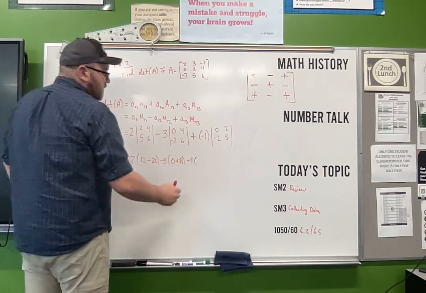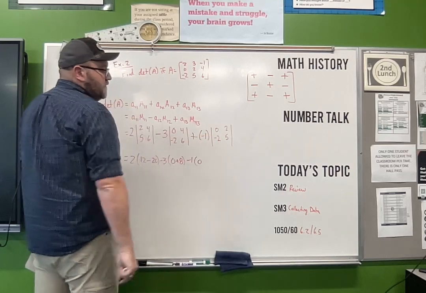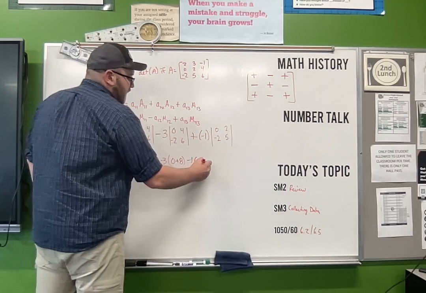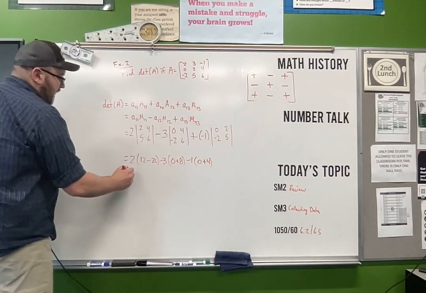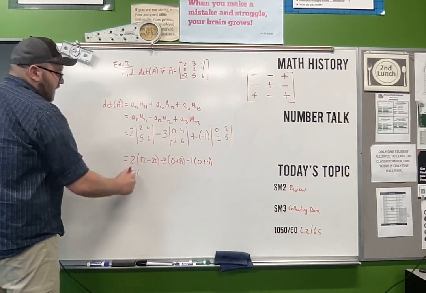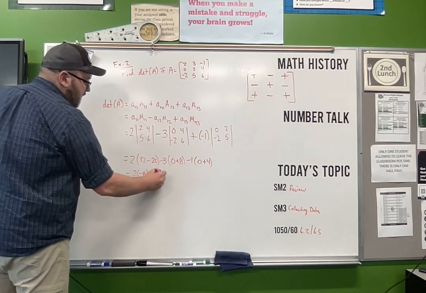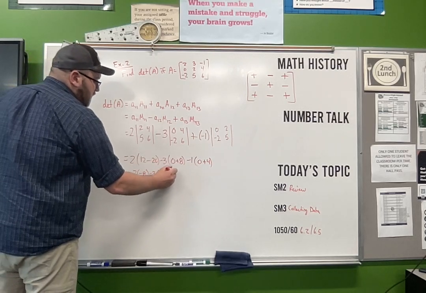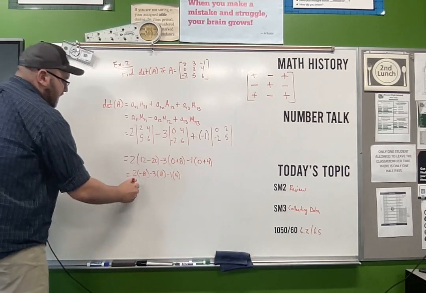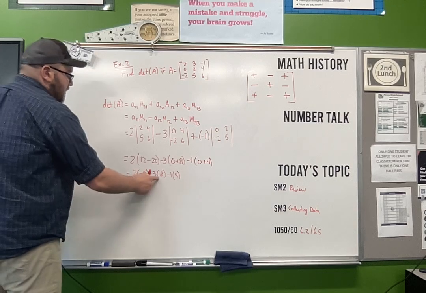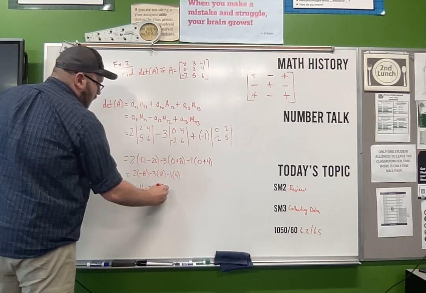-1 times 0 times 5 is 0. Minus 2 times -2 is -4. A minus minus 4 is positive 4. So then we have 2 times 12 minus 20 is -8. Minus 3 times 0 plus 8 is 8. Minus 1 times 0 plus 4 is 4. 2 times -8 is -16. -3 times 8 is -24. -1 times 4 is -4.